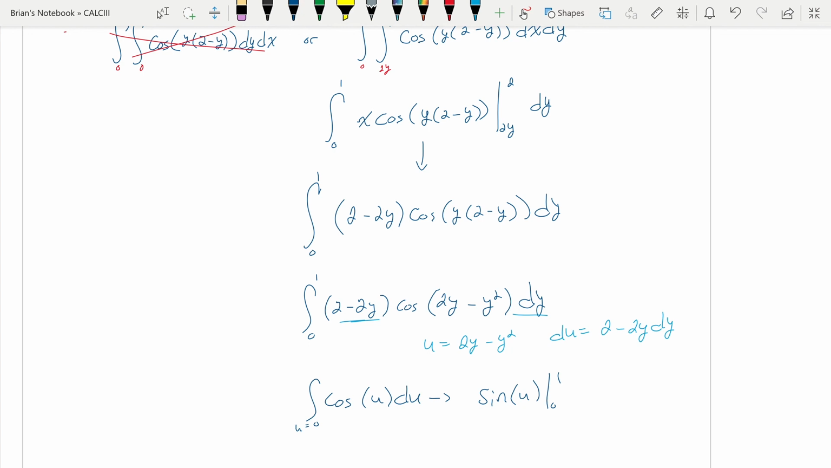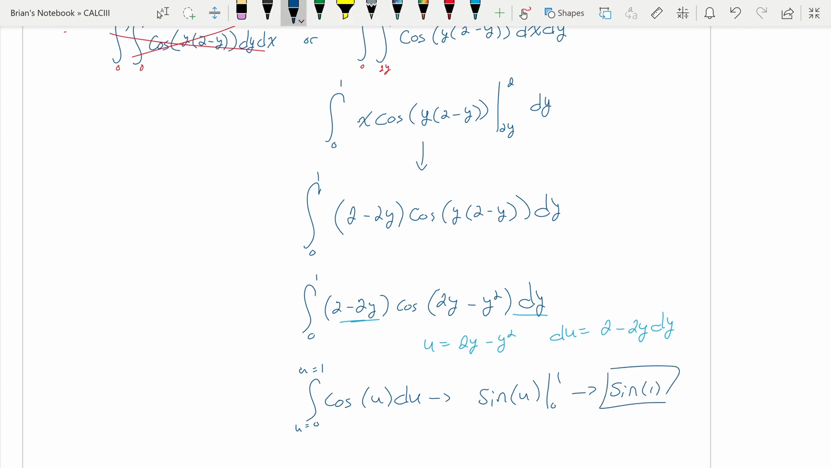And then for the top bound, we have to plug in 1 to y. And if we do that, we'll get 1. Okay, perfect. So we'll get u is equal to 1. So it actually doesn't change, but it's always important to change your bounds. And then we do that, sine of u, so then we'll get sine of 1 minus sine of 0. Sine of 0 is just 0, so we get sine of 1 as our answer.